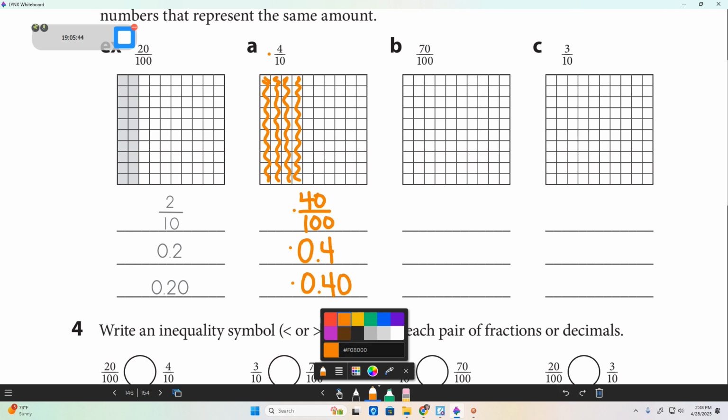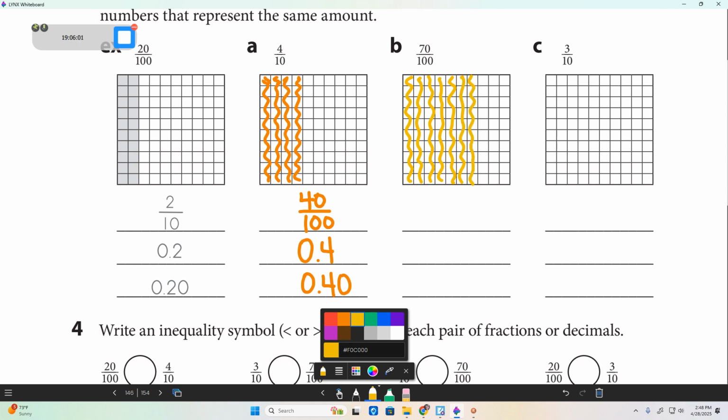All right, let's take a look at the next one. We get rid of those little marks. Letter B says 70/100. 70/100 would be 70 little squares. So the first thing I have to do is shade them.